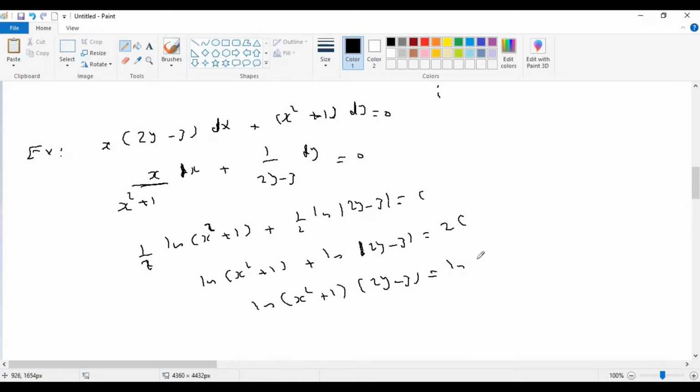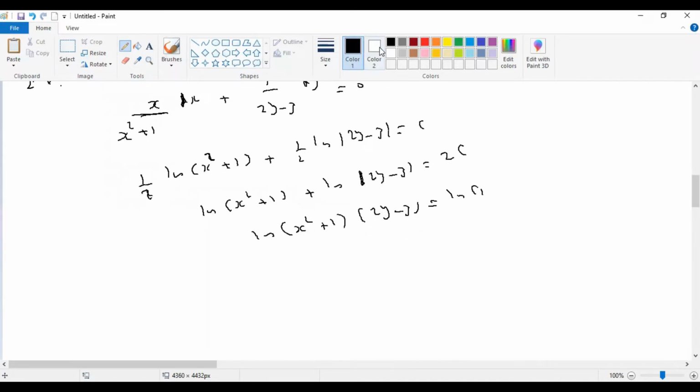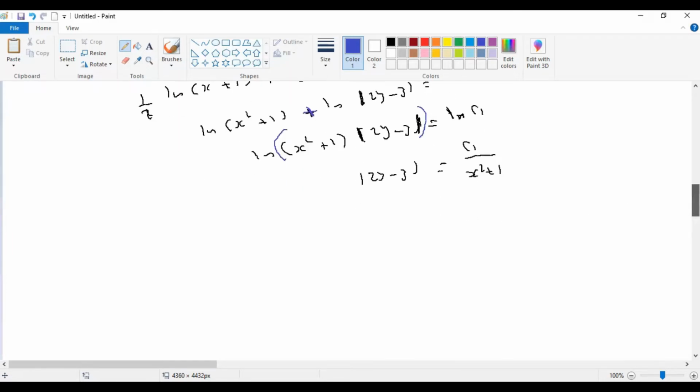Here I can add the ln c1, for example. Then what I have here, this one, c, with the absolute value. So I can write this as the absolute value of 2y minus 3 equal to what? Equal to c1 over x squared plus 1. Okay, because here I have ln, and here we have ln of the product. Why? Because I have the sum here. So I can write it as one ln.